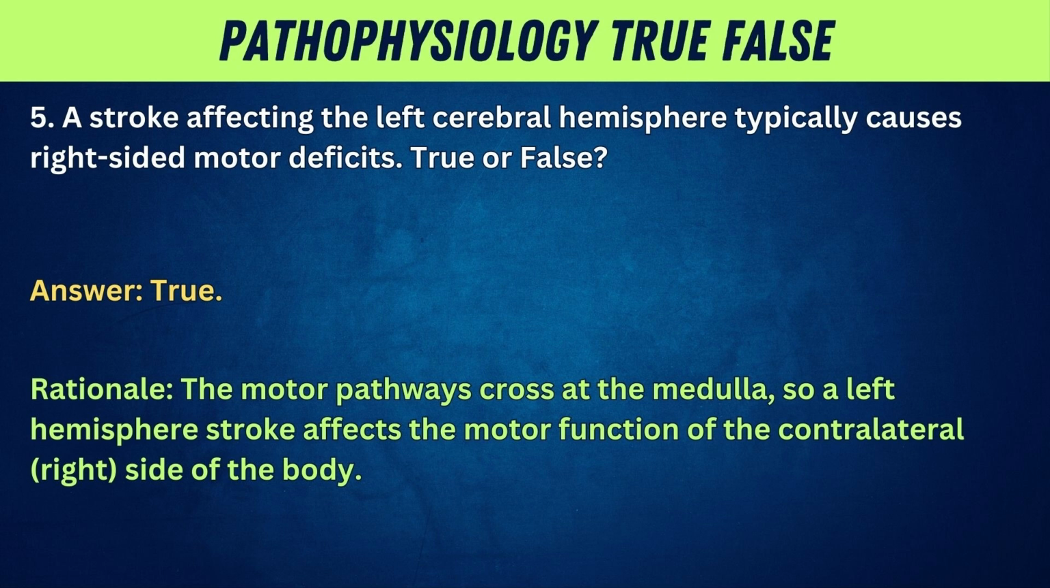5. A stroke affecting the left cerebral hemisphere typically causes right-sided motor deficits. True or false? Answer: true. Rationale: the motor pathways cross at the medulla, so a left hemisphere stroke affects the motor function of the contralateral, right, side of the body.